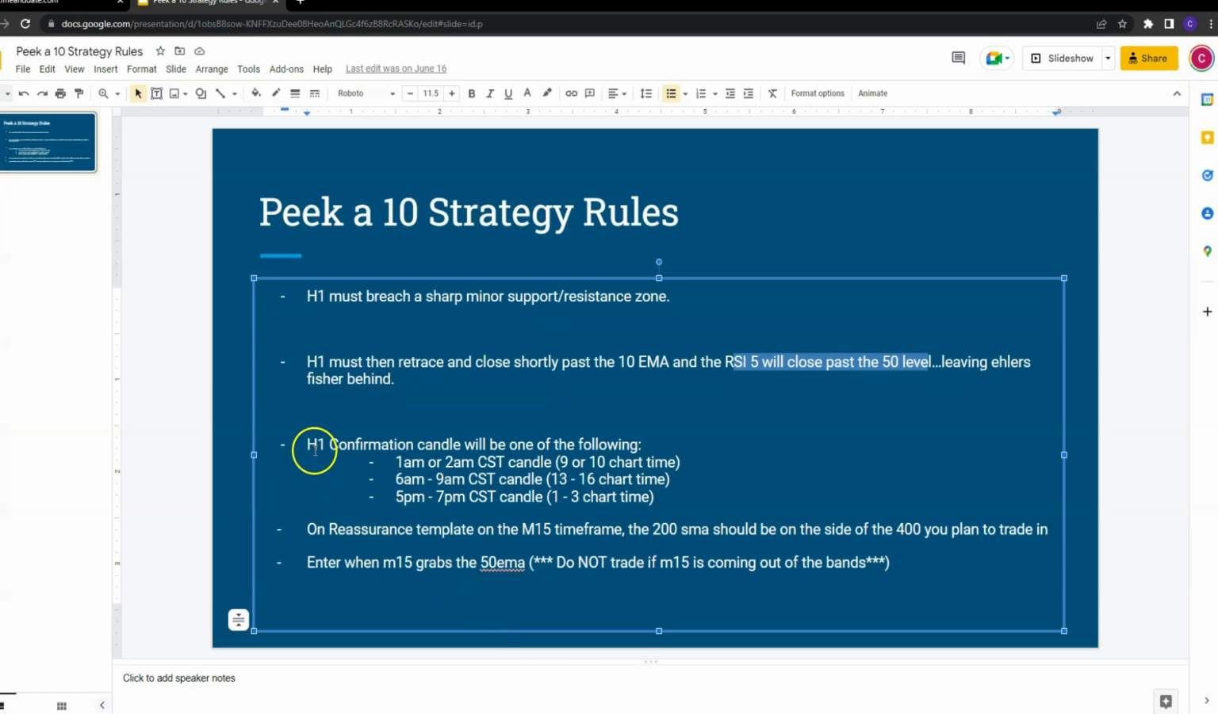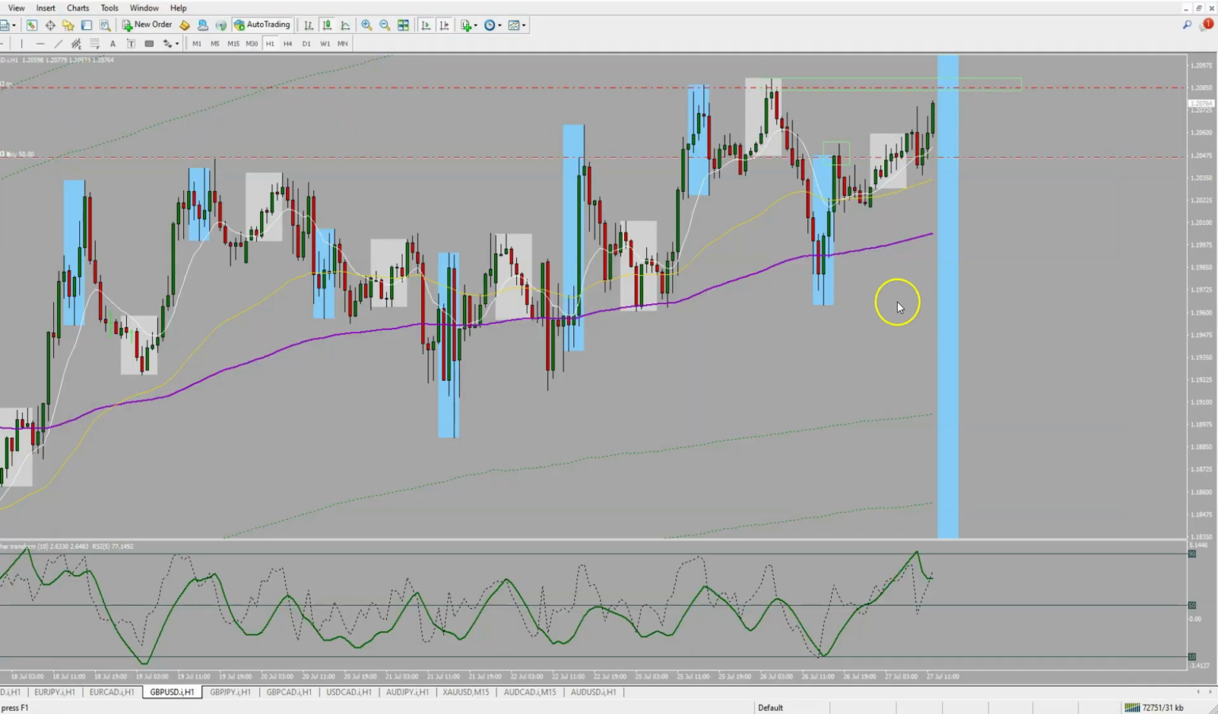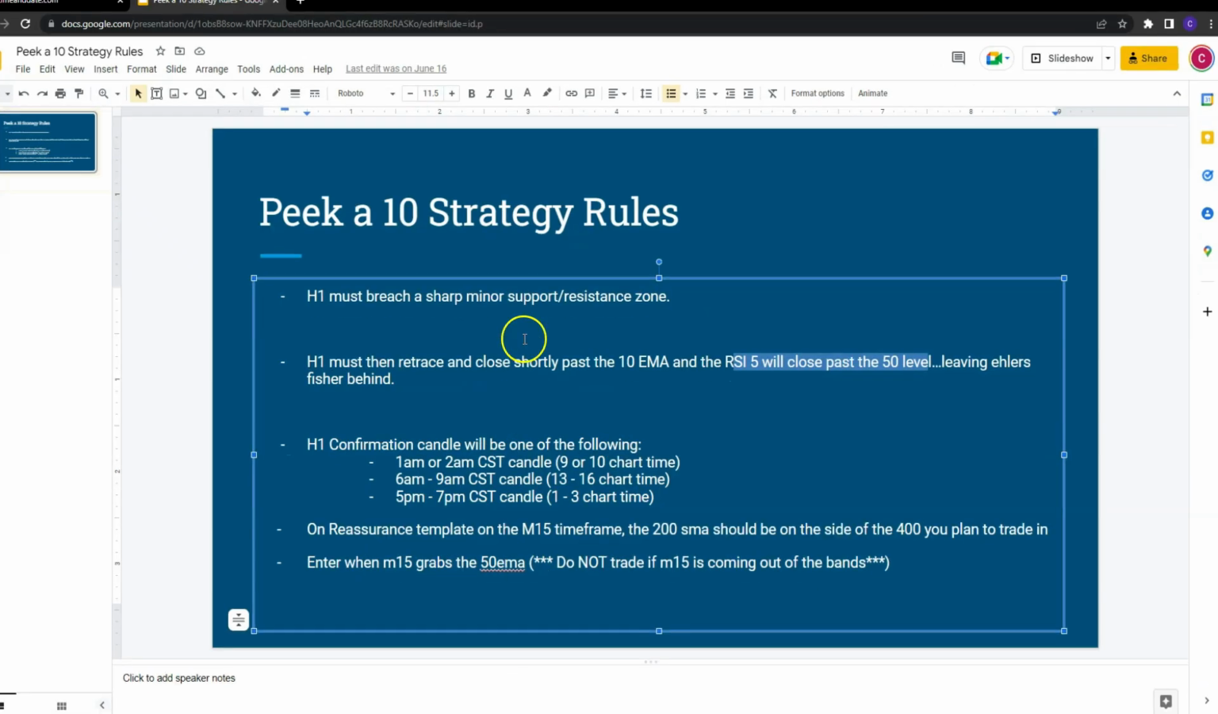The next one, H1 confirmation candle, will be one of the following. When I say the confirmation candle, I'm talking specifically about this one that closed past the 10 EMA. This bear candle is the confirmation candle, because the way that it closes lets me know, okay, this is a peak of 10 because it's peaking past the 10 EMA. So that's the confirmation candle. I'm saying that it will be one of the following candles.